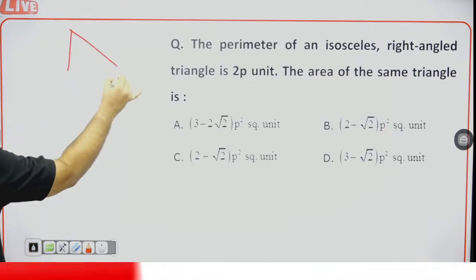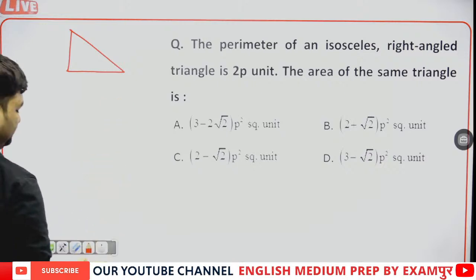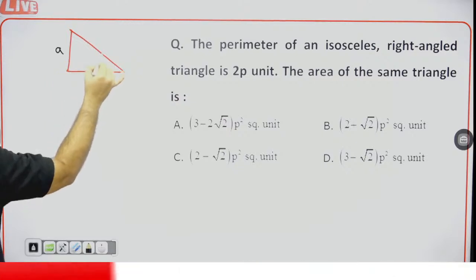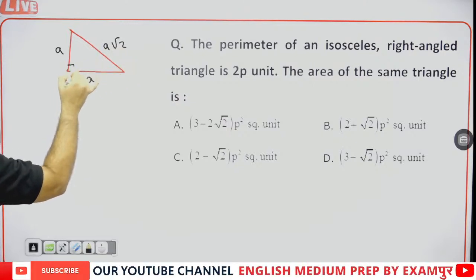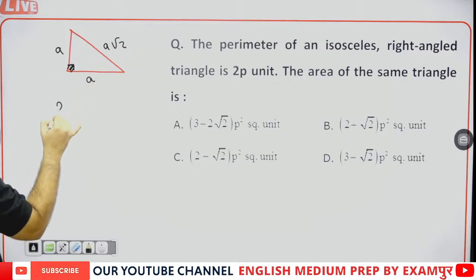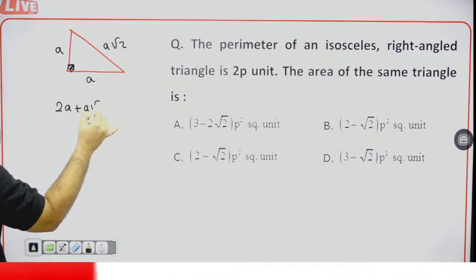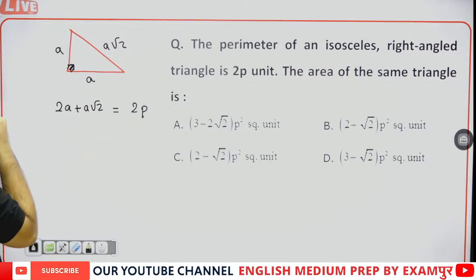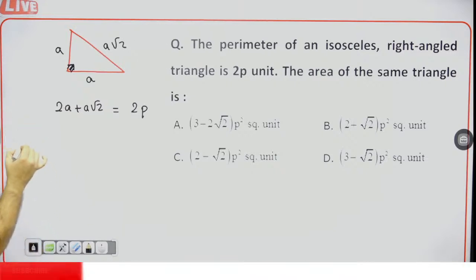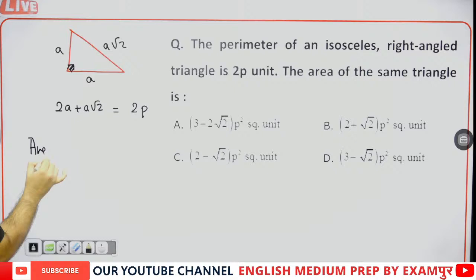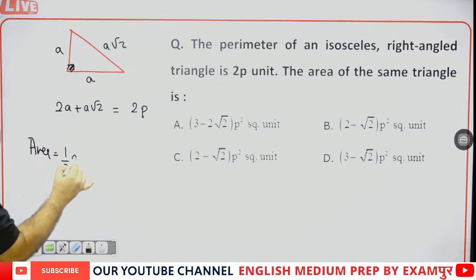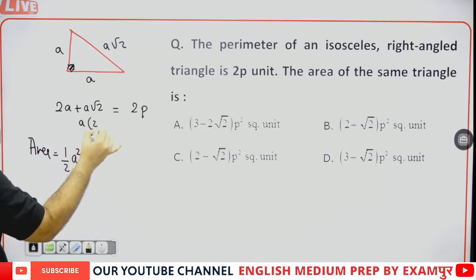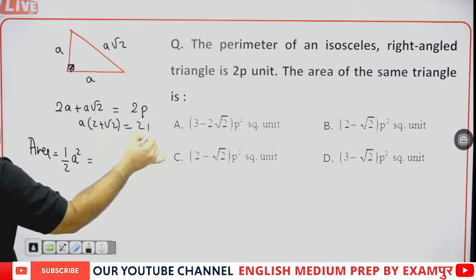Perimeter of an isosceles right angle triangle is 2p. The isosceles right angle triangle has sides a, a and a root 2. Perimeter is 2a plus a root 2, which is given as 2p. What is the area? The area is half a square. So ultimately we have to find out the value of a.